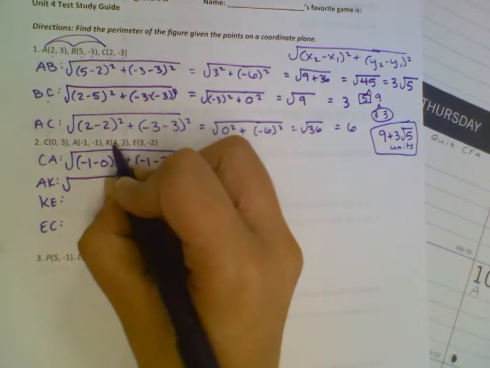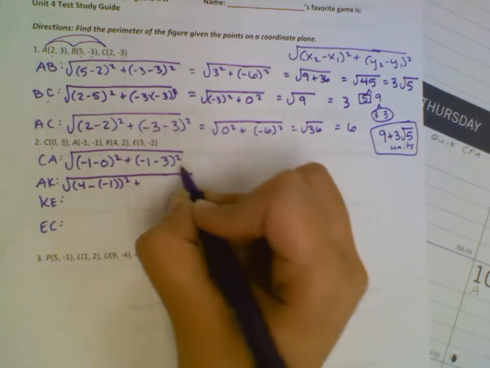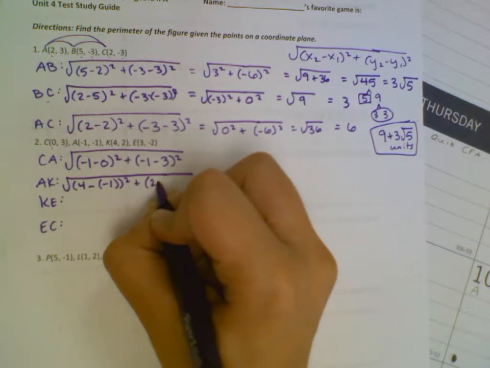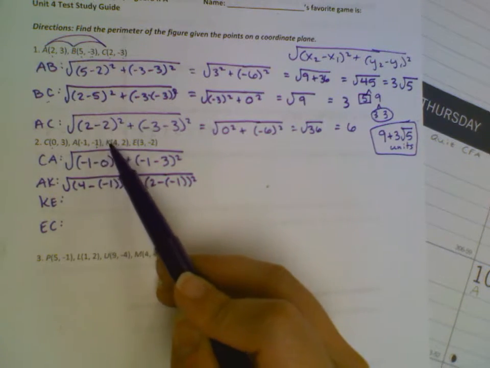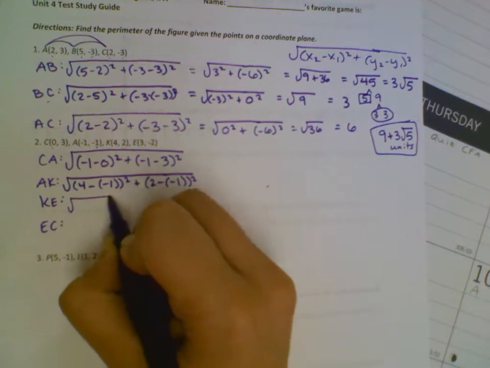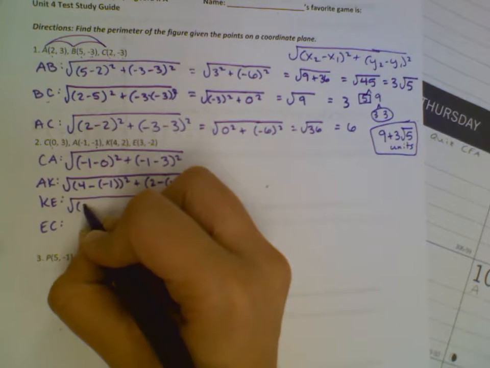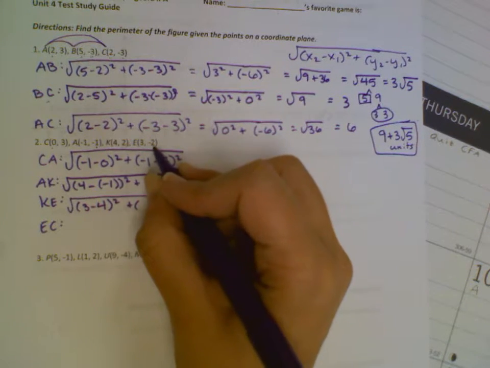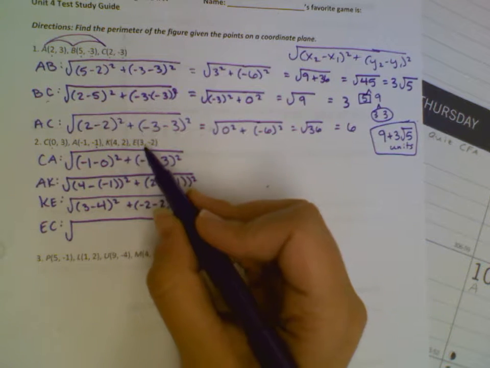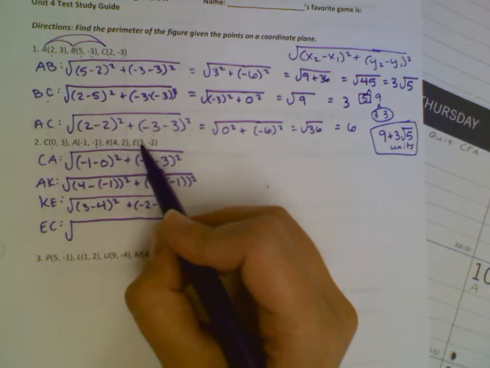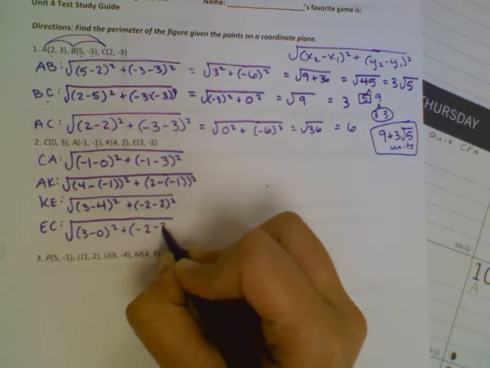AK is going to be x2 minus x1, which is negative 1, so minus a negative 1 squared plus 2 minus negative 1 squared. So this was x2, y2, and x1, y1. So I just plugged those into my formula. Then for KE, I'll do the same thing. I'll do x2, y2, x1, y1. So 3 minus 4 squared plus negative 2 minus 2 squared. And lastly, I'll do EC. For EC, that's going to be x2, y2, x1, y1. So 3 minus 0 squared plus negative 2 minus 3 squared.